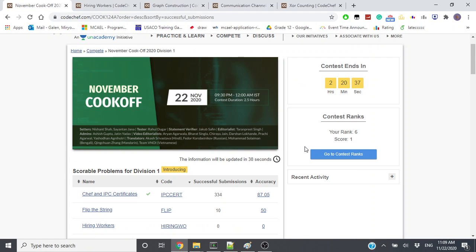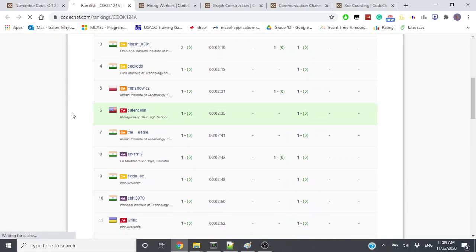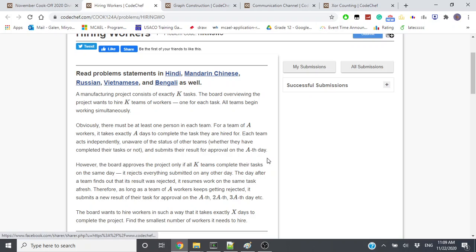Okay, well, we got 2 problems. Right. For a team of 8 workers, it takes 8 days to complete the task they're hired for. Each team acts independently, unaware of the status of other teams. Team of 8 workers, it takes exactly 8 days. Okay.